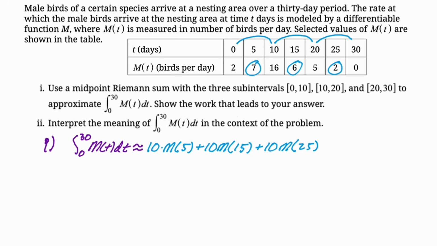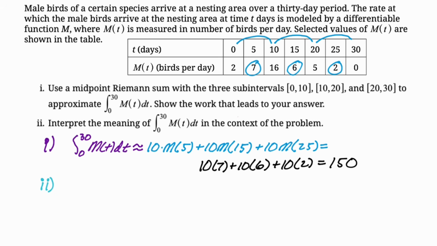But we do not leave it that way. What we're going to do is fill in the values. So this becomes 10 times 7 plus 10 times 6 plus 10 times 2. And so that's 150. I think you actually could have left it as 10 times 7 plus 10 times 6 plus 10 times 2, but it's easy enough in this case, so I just went ahead and did it. But you definitely could have left that without simplifying it.